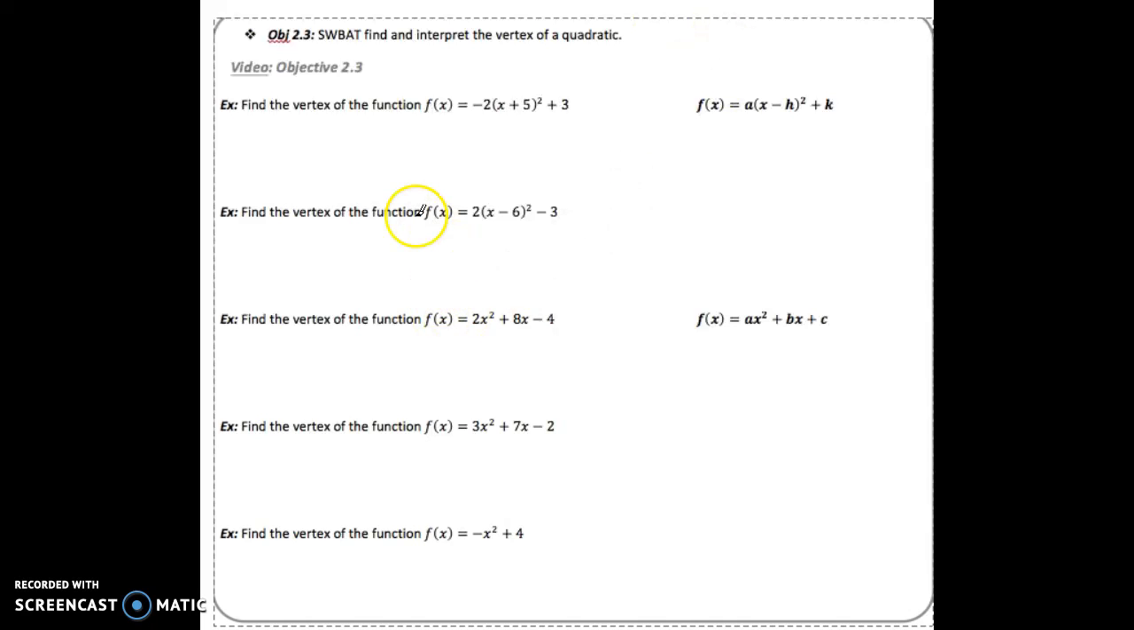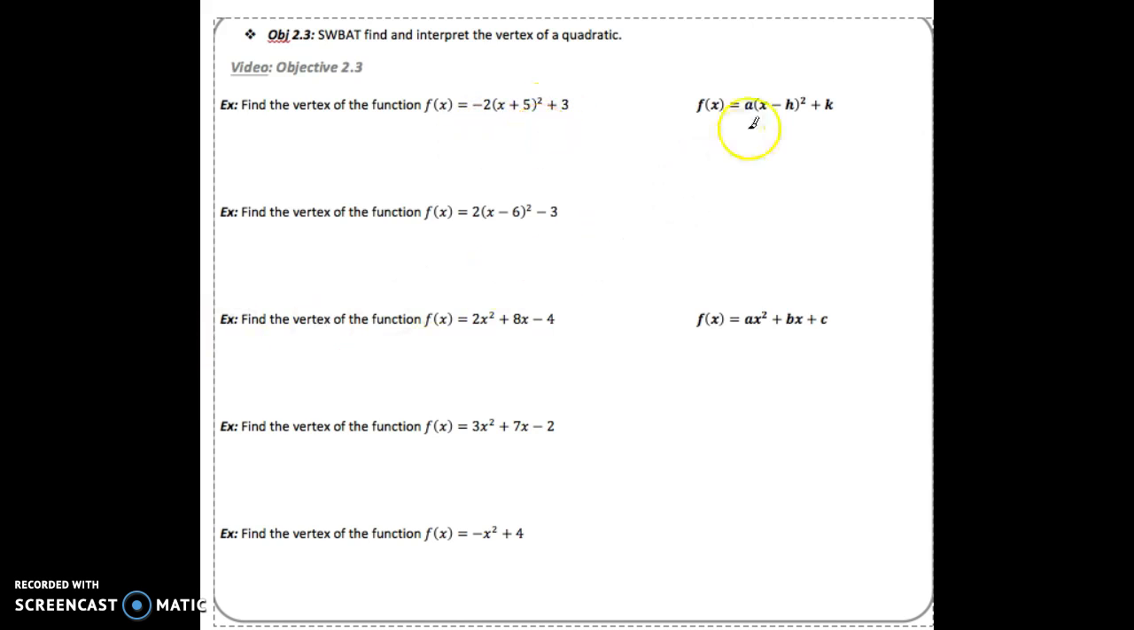Alright, so today we are going to be talking about objective 2.3, which is to be able to find and interpret the vertex of a quadratic. Really, we're just going to be focusing on finding the vertex. So I take a look at this problem here. Find the vertex of the function f of x equals negative 2 times the quantity of x plus 5 squared plus 3. So when I look at this, I should be able to tell that it's in vertex form.